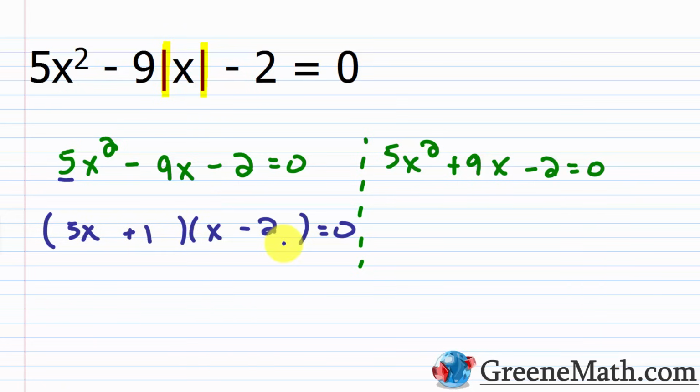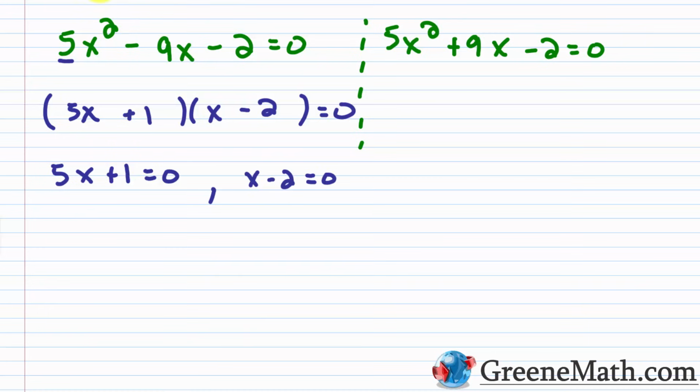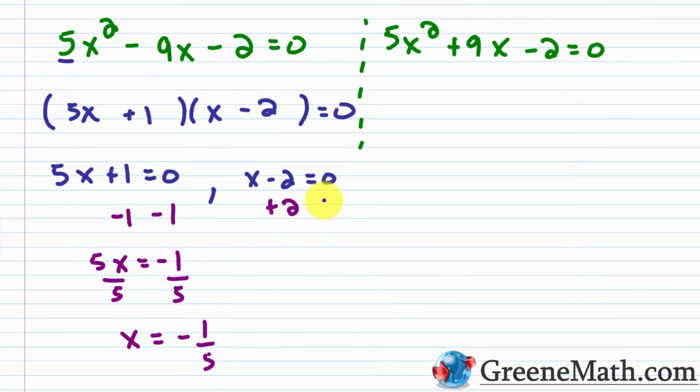We're going to take each factor and set it equal to 0. So 5x plus 1 equals 0. And then we're also going to have that x minus 2 is equal to 0. Let me scroll down real quick. Get a little room going. And so to solve this one, I'm going to subtract 1 away from each side of the equation. I'll have 5x is equal to negative 1. Divide both sides by 5. And I get x is equal to negative 1/5. Okay? Then over here, let me add 2 to both sides of the equation. And I get that x is equal to 2.